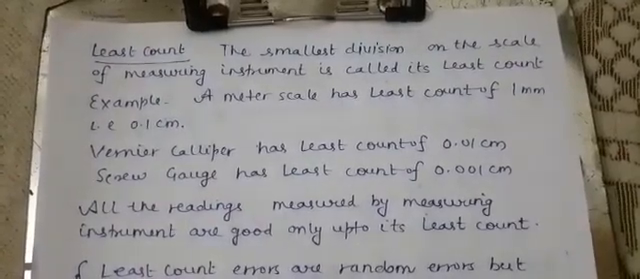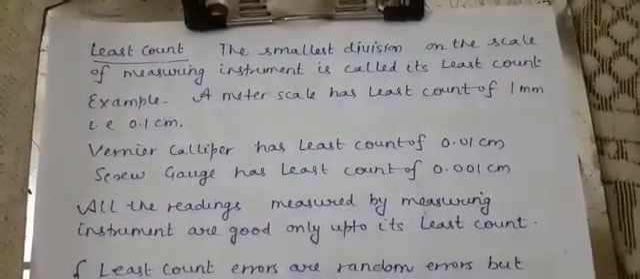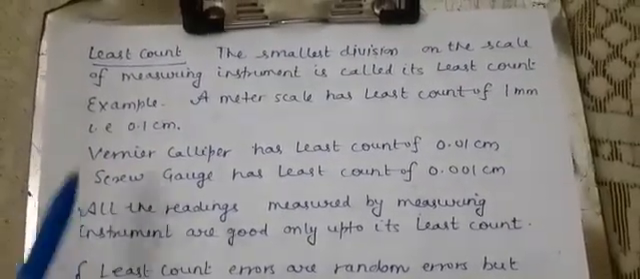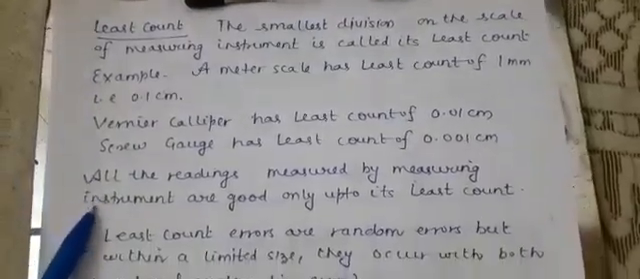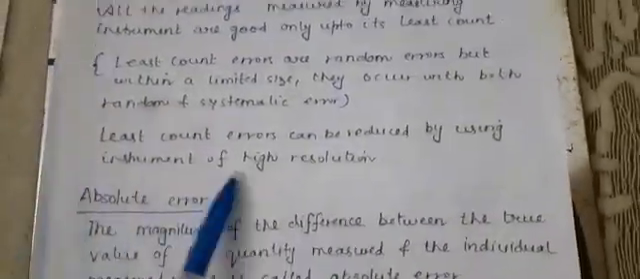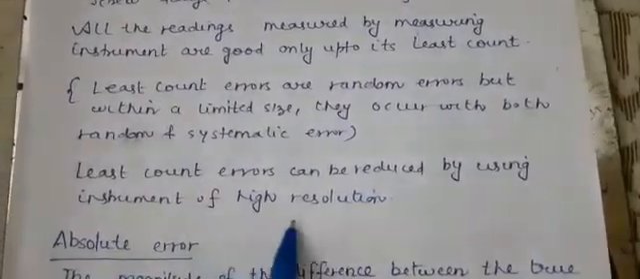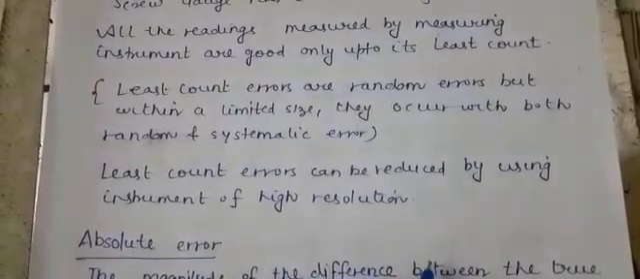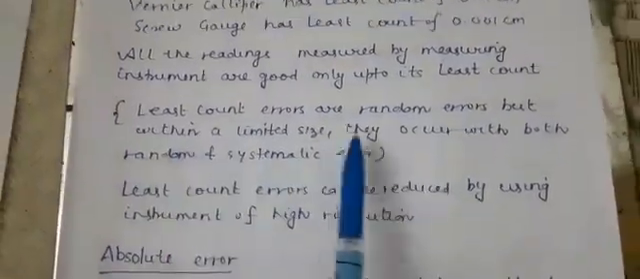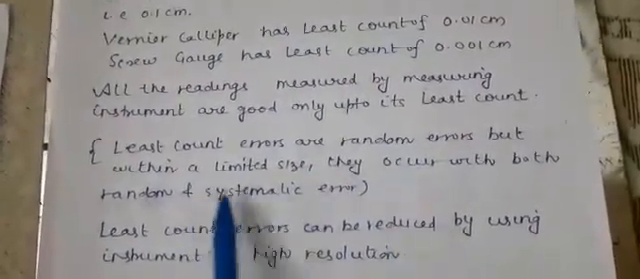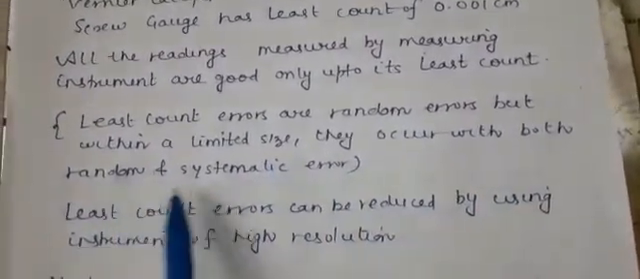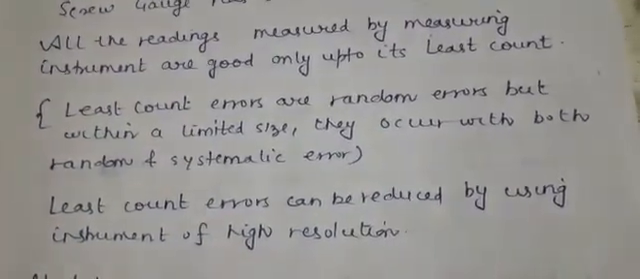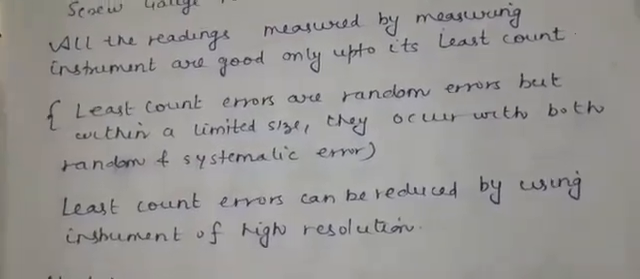Resolution here means that we have to use an instrument of high resolution, that means smaller least count. So here I have explained the least count of different instruments. Then least count error can be minimized by using an instrument of high resolution, meaning we can measure up to more decimal places or smaller measurements. Least count errors are random errors but within a limited size. They occur with both random and systematic error. So least count error can be reduced by taking an instrument of higher resolution.